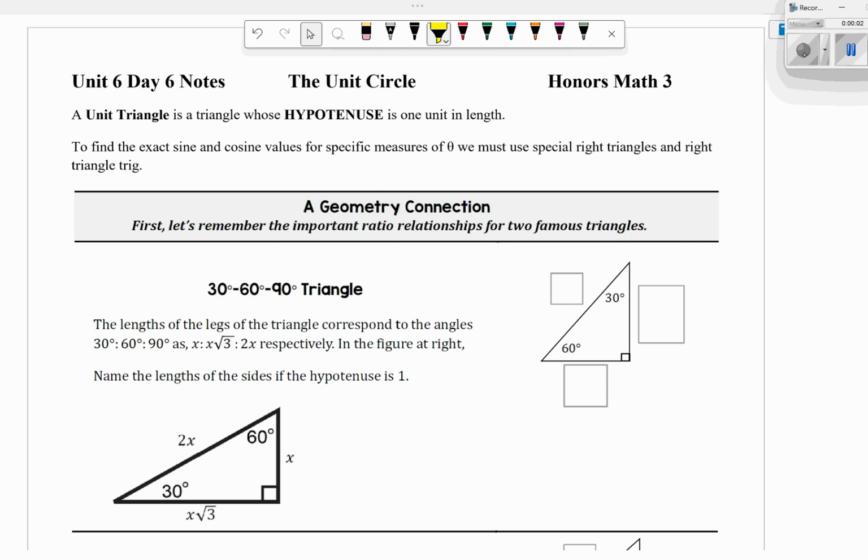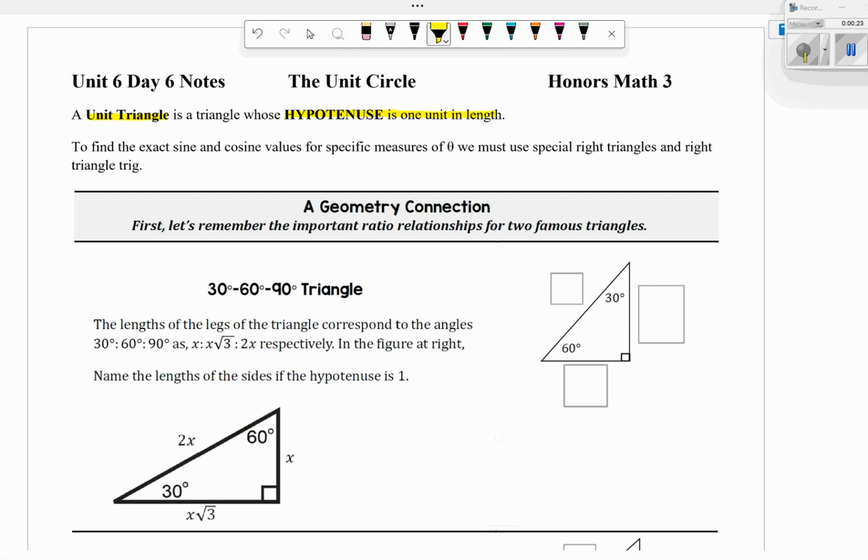Hi, today we're going to talk about the unit circle, which is an important topic if you plan on going into upper level math, pre-calculus or calculus. We use the unit circle a lot, so let's go ahead and talk about it. A unit triangle is a triangle whose hypotenuse is 1 unit in length.